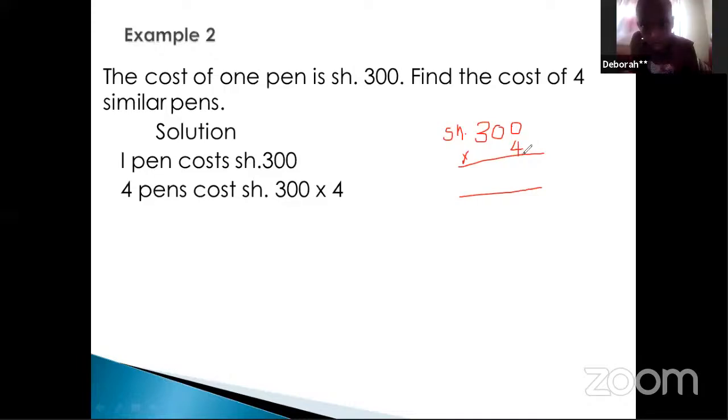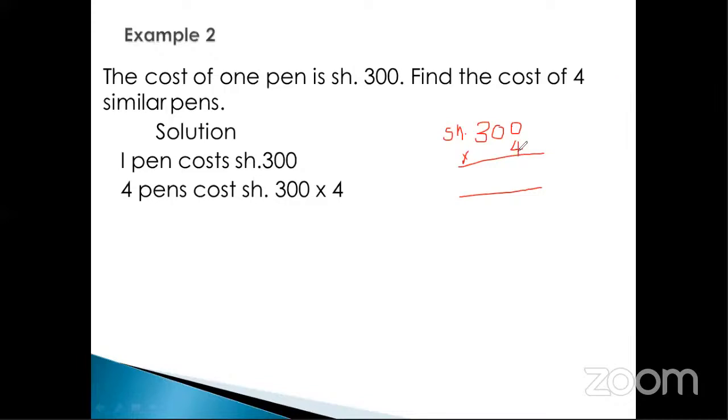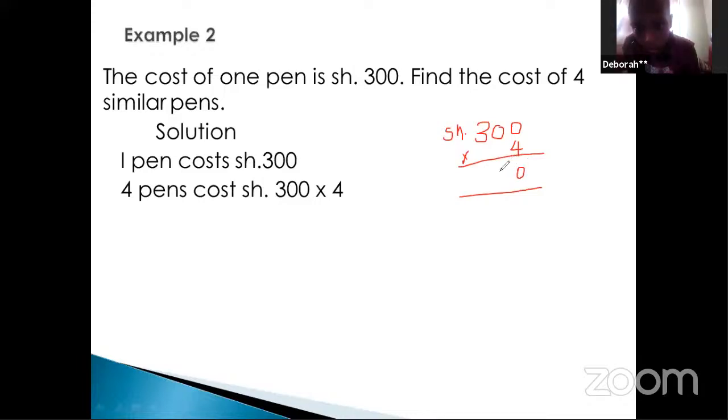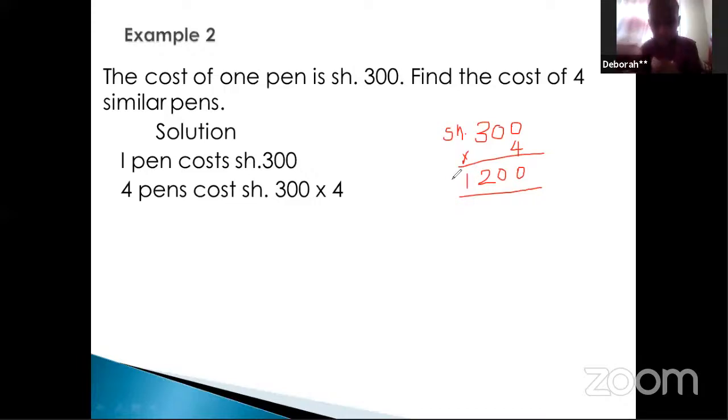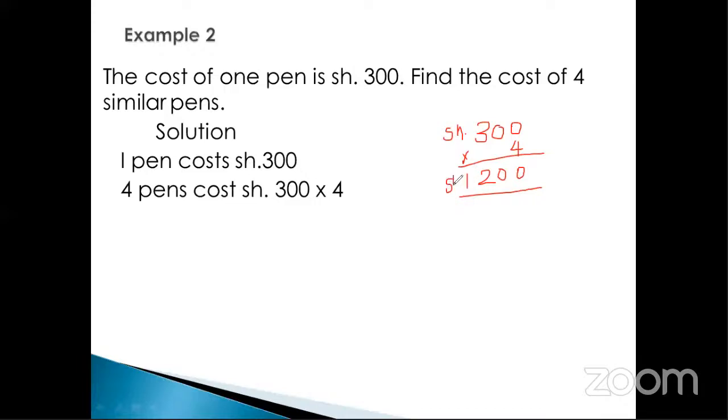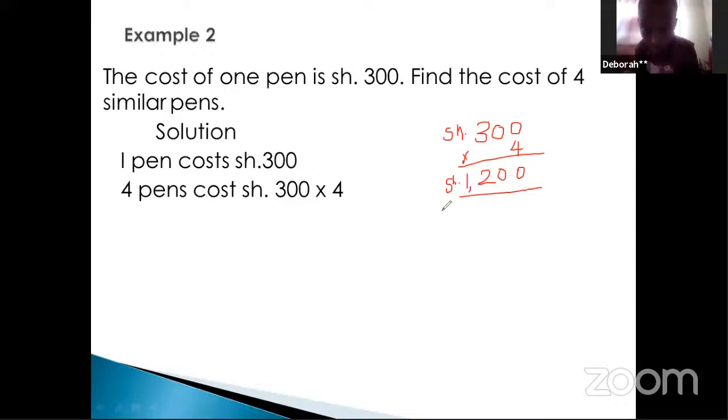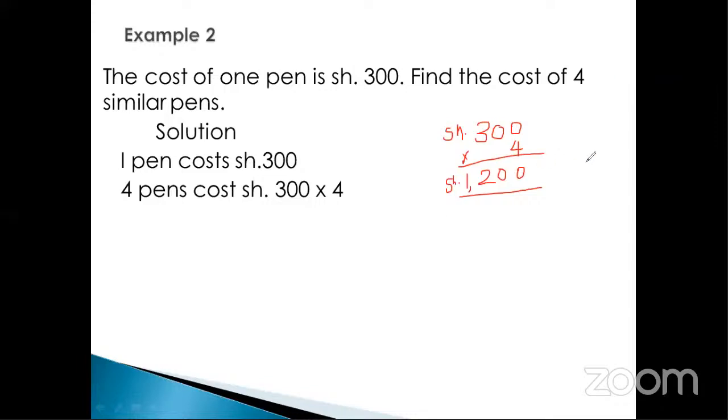Louder. 0 times 4. 0 times 4 is 0. Okay. 3 times 4 is 12. So I write here 12, isn't it? Yes, and the unit is shillings. So how much have you paid for 4 pens, Deborah? 1,200. Very good. 1,200 shillings is what you have paid for 4 pens.